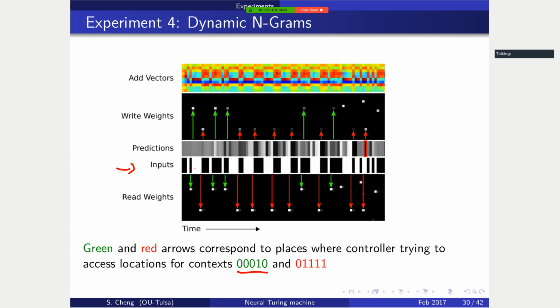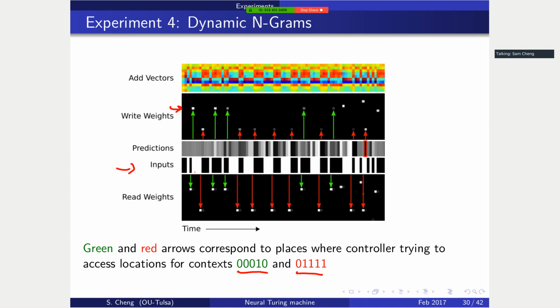So and here also is a black, white, black. Here I have a green arrow and green arrows here. So what you can see is whenever something happens, it will try to write at this location, right? And it also looks at another context, another combination, like 0, 1, 1, 1 here.